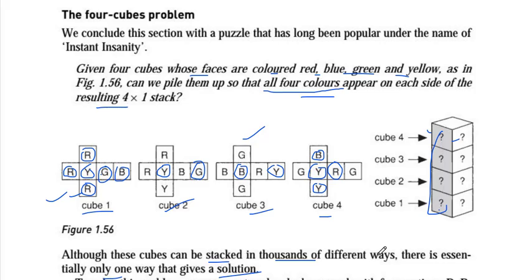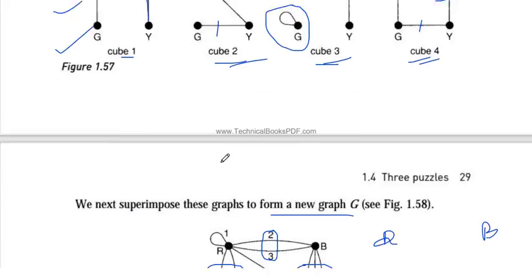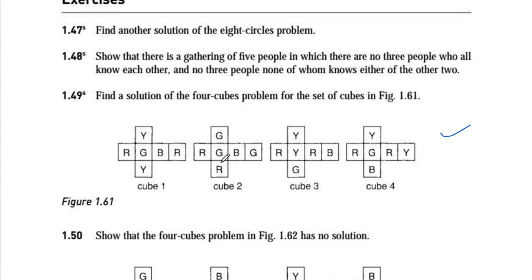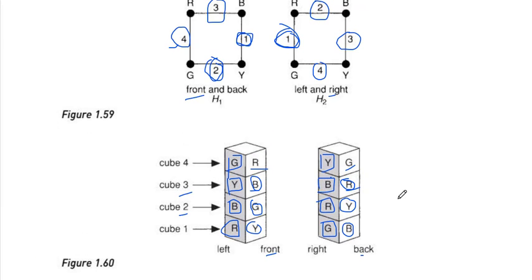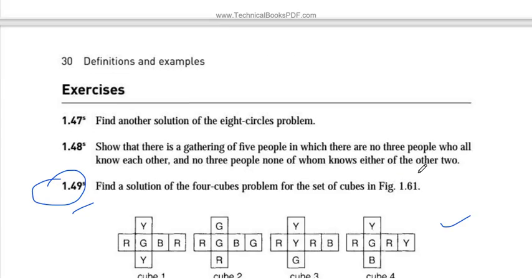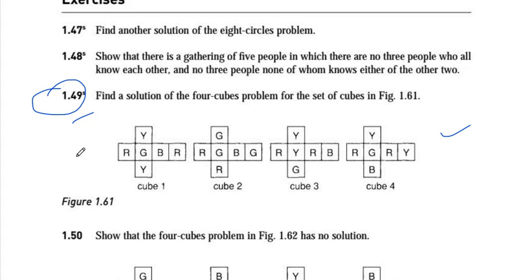Now for today's assignment, you have to solve this question. In the same way, you have to put the cubes and pile them up, and from each side all four colors should be visible. For your assignment, solve the four-cube problem, write it down and upload it in the RNWIET application. So today's lecture is completed.